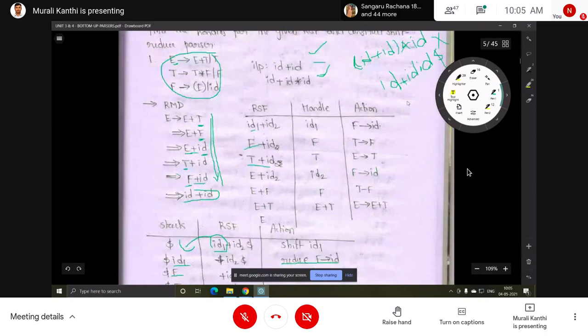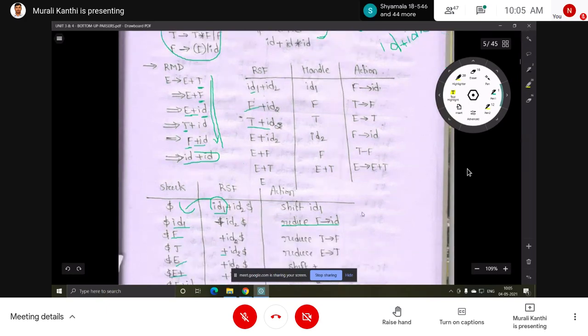You can do this. In this case, we will get error. Let's see that also. First, shifting id onto the stack. After shifting, the symbols are id and dollar. The first shift operation is performed. Next, a handle is found, so it is replaced, that means a reduce operation to f. Next, f is also a handle, so that can be replaced by t. Now t can be replaced by e.